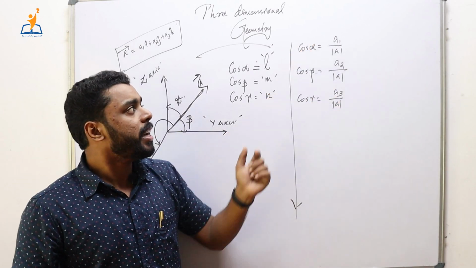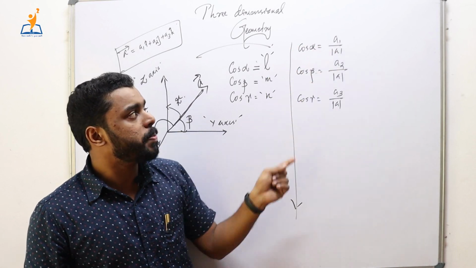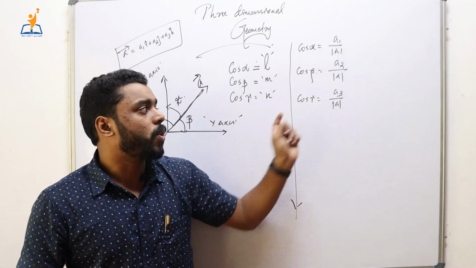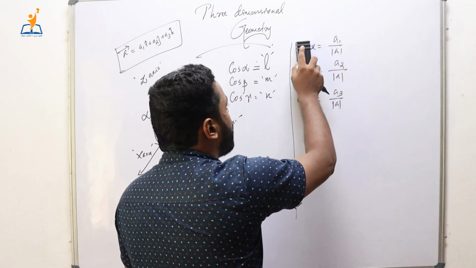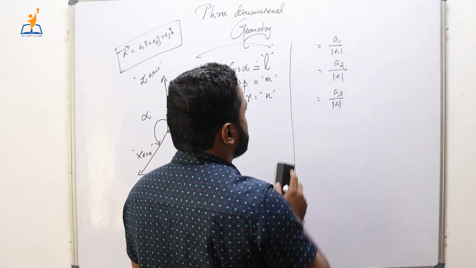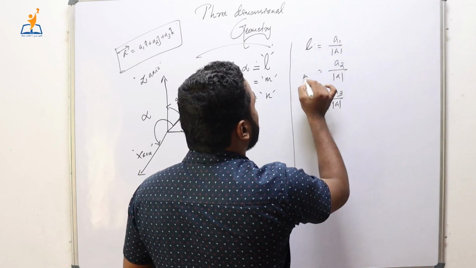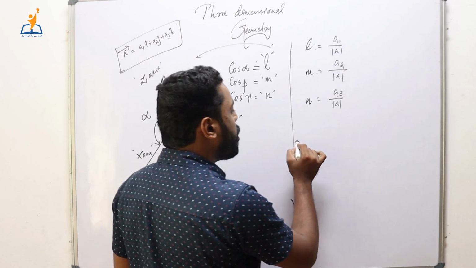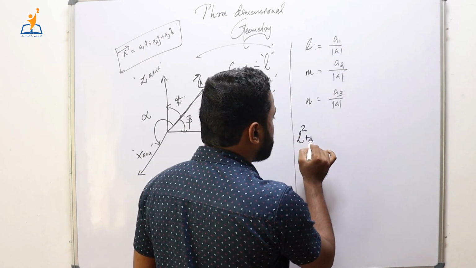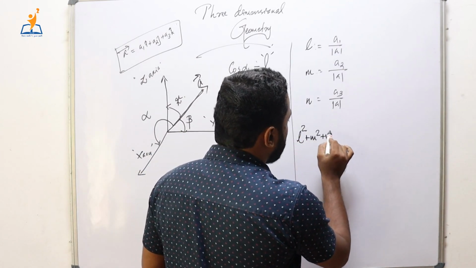So cos alpha is equal to A1 by mod A, cos beta is equal to A2 by mod A, and cos gamma is equal to A3 by mod A. Instead of cos alpha, cos beta, cos gamma, we can use the new notations, that is L, M and N. Now I am going to find L square plus M square plus N square.